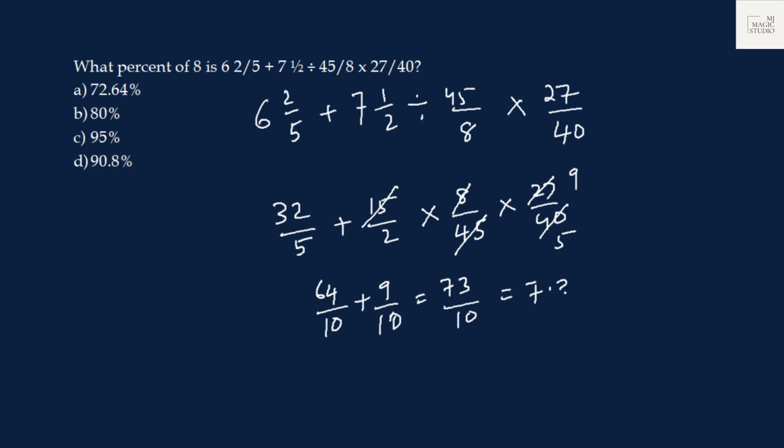So they are asking how much is 7.3 as percentage of 8. As we can see that 90% of it is 7.2. It should be just greater than 90%. Answer is D, 90.8%.